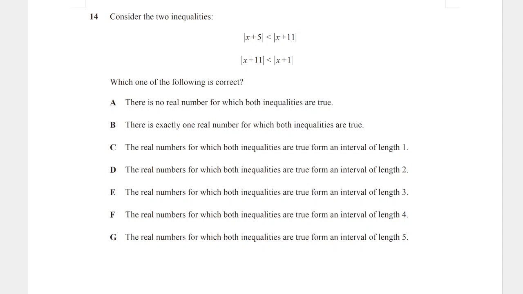Okay, so we need the intersection of these two inequalities, right? So let's solve them one by one. So, for me, instead of doing algebra, I actually prefer drawing graphs. I think graphs are much more helpful. So let's just look at the first one first.